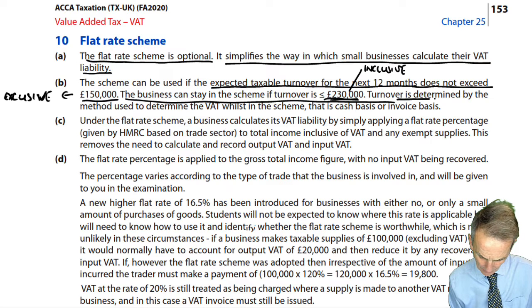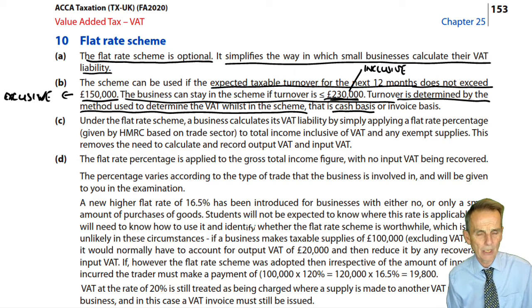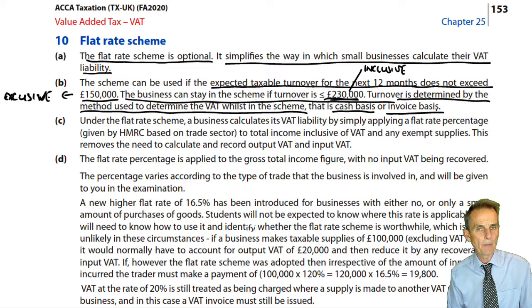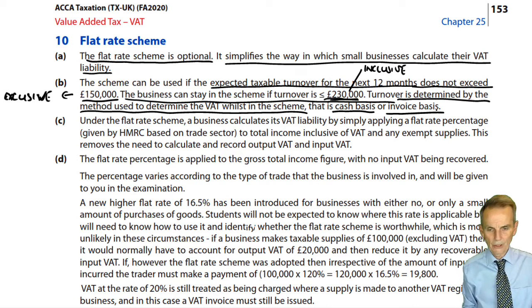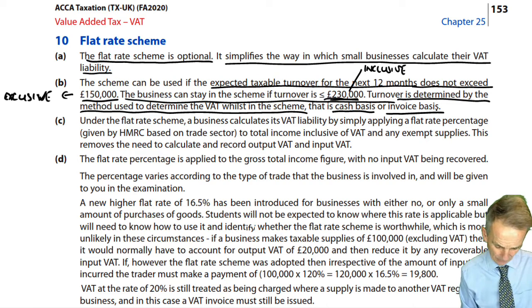The turnover figure that we're talking about is determined by the particular method used to determine the VAT whilst within the scheme, which, as we've just seen, could be on a cash basis or without the cash accounting scheme being used. The tax point would, of course, usually be an invoice date, an invoice basis being used. We've said what we do. We don't now have to record all the figures of output and input VAT on our VAT return.